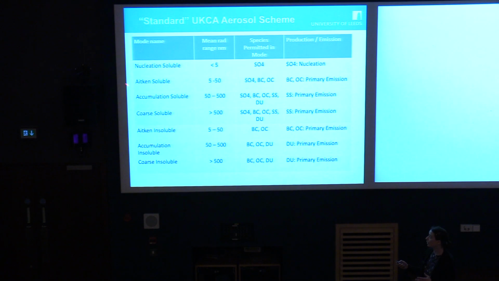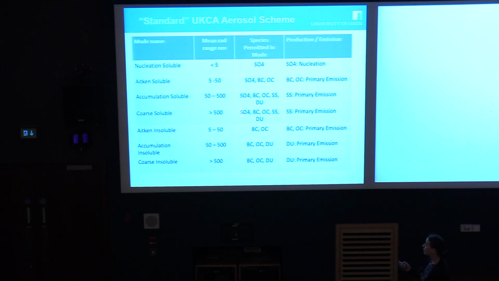If a mode gets too large, for example, if you imagine you have an Aitken mode that's about 40-odd nanometers and it's growing, then we're able to shift some of the mass from that mode into a larger mode, and that keeps the modes in approximately the right places. So we allow movement of mass of the aerosol between modes in order to keep the modes more or less in the right place. When you plot up the mean radius of the mode, you should see that they broadly lie within these boundaries. And then the insoluble modes have the same kind of size criteria as the soluble modes. So they lie on top of each other in terms of size, but they contain different species.